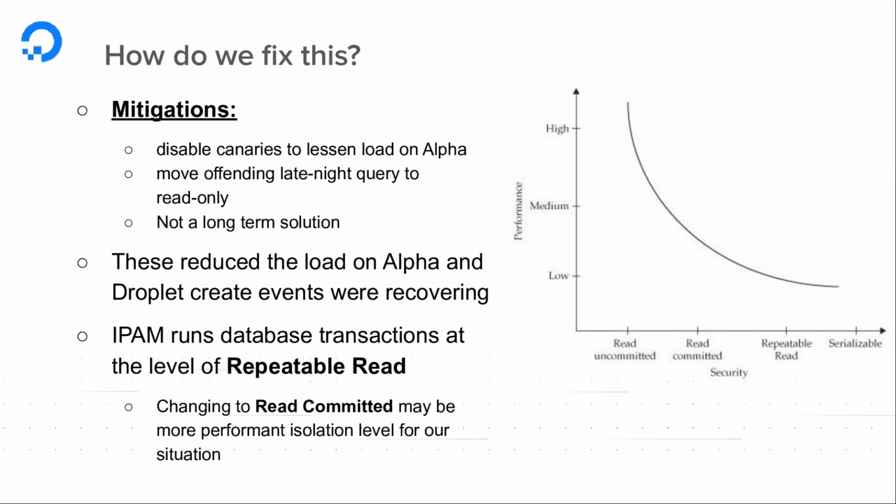So here's a graph just showing what I mean by that. When you weigh security against performance, if you have read uncommitted or read committed, you will likely have greater performance with your transactions, but you will have less security, which means that you might have some issues with correctness of your data. And it's really up to you if you want to take on that trade-off, whereas you can have greater security with repeatable read or serializable, but then you will have worse performance.